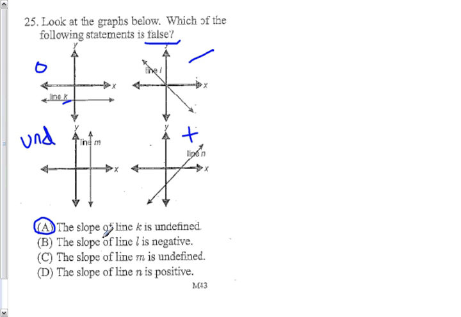I'm going to double check with B, C, and D just to make sure. The slope of line L is negative, so I find line L, the second graph, and yes, that is a negative slope. It's falling as you move from left to right across the graph. C, the slope of line M is undefined. Yes, M is a vertical line, which is undefined, straight up and down. And the slope of line N is positive, so I look here, and that is rising as you move left to right across the graph, which is positive slope. So, in fact, answer choice A is the false answer.